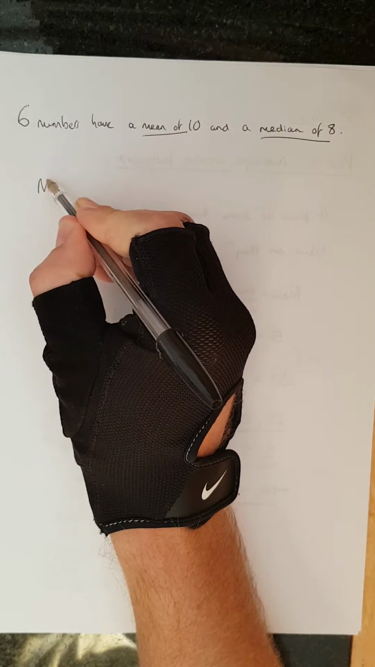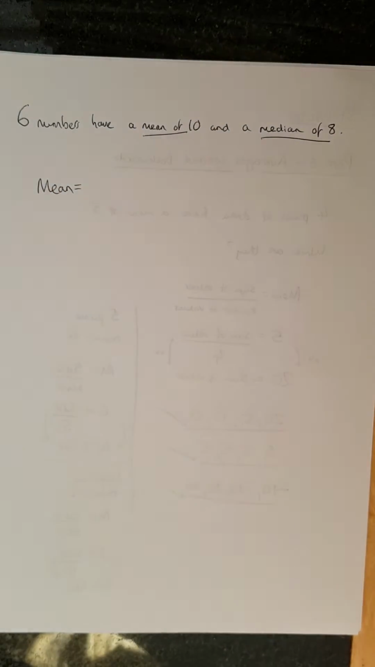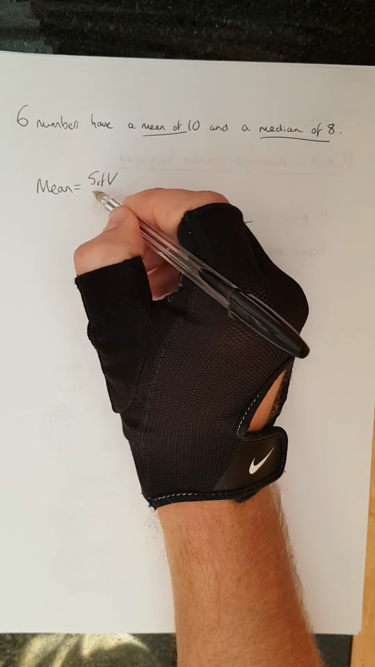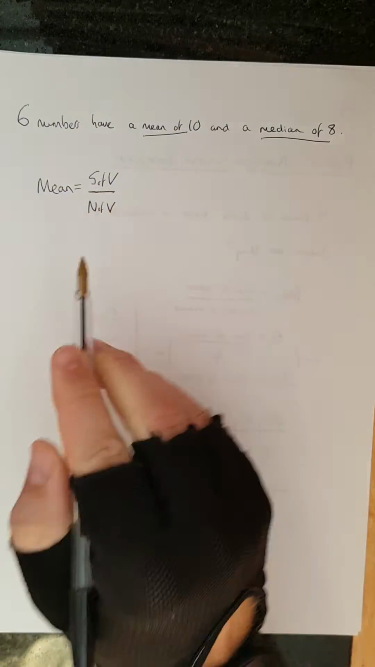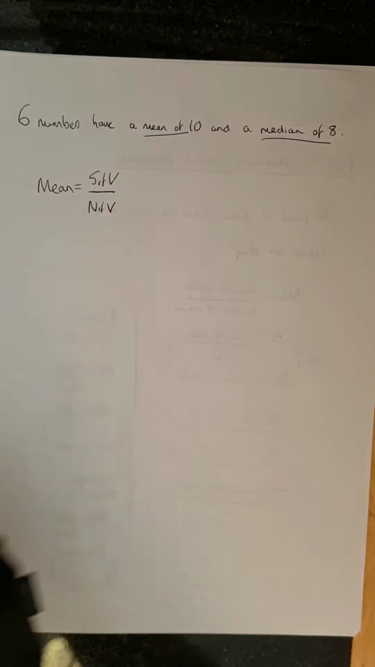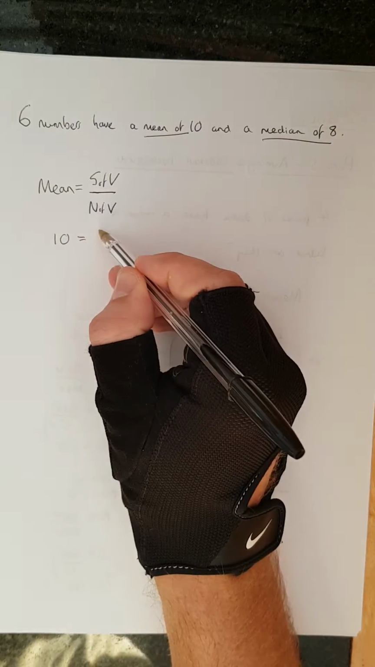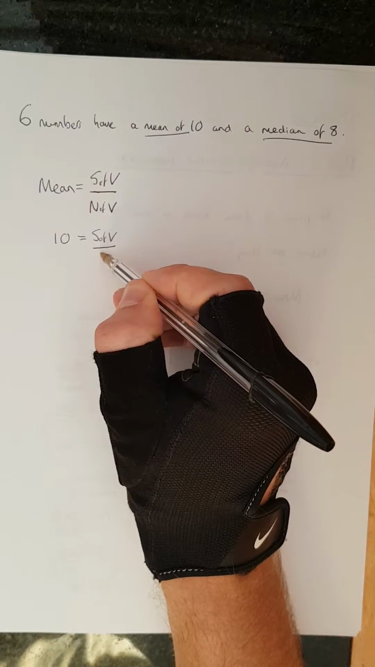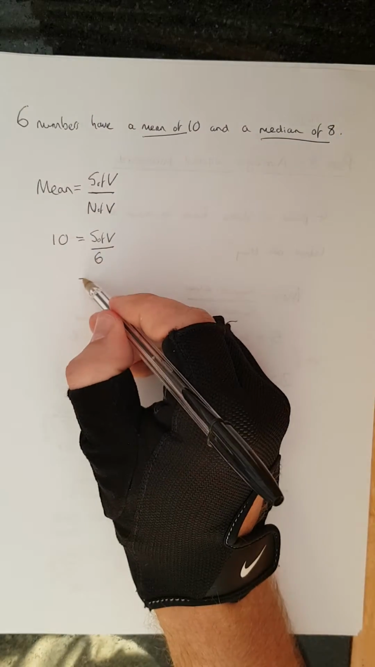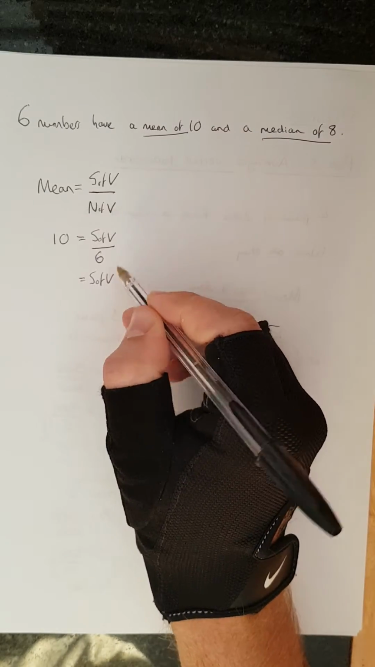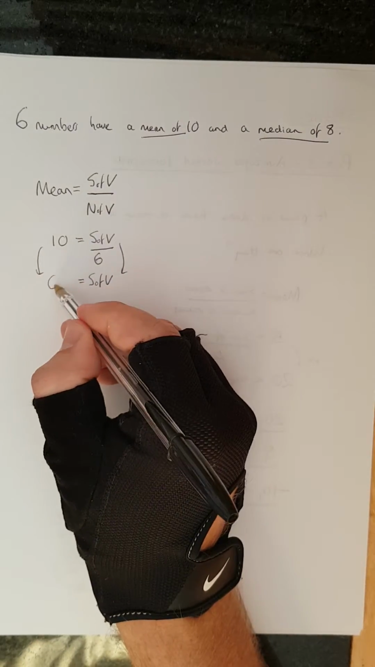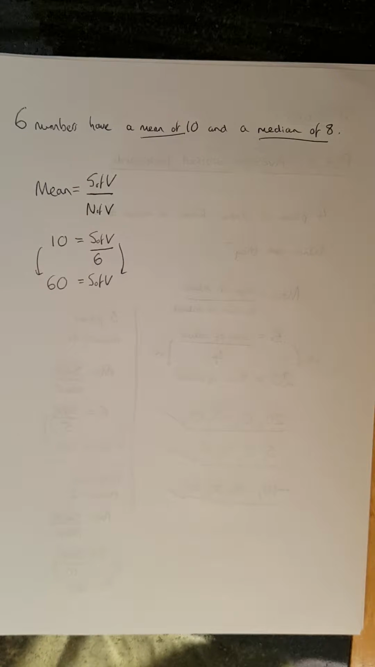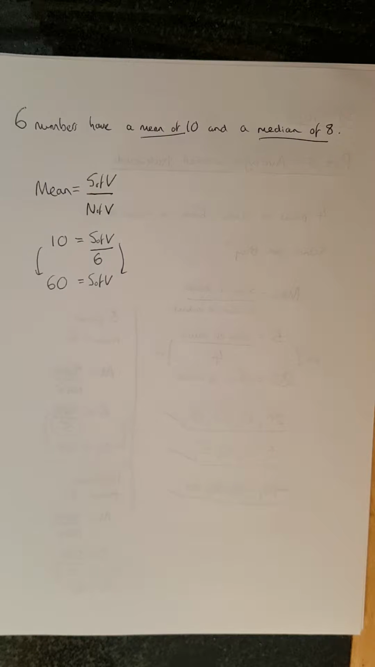So first off, let's try and use the mean to work something out. That's the sum of the values divided by the number of values. And you can see I'm using this shorthand still. So that's 10 equals the sum of the values divided by 6, the number of values. So it's divided by 6, so I'm going to multiply by 6. Remember to go back and watch the solving equations if you feel you need some practice. So, my 6 numbers add up to 60.